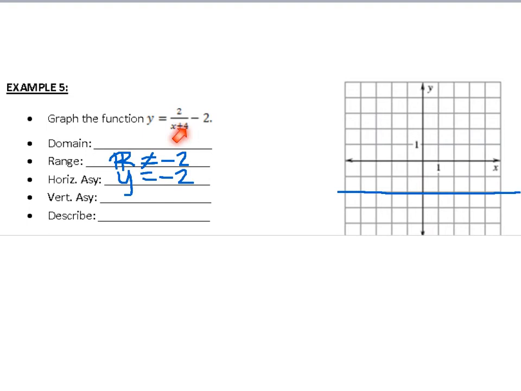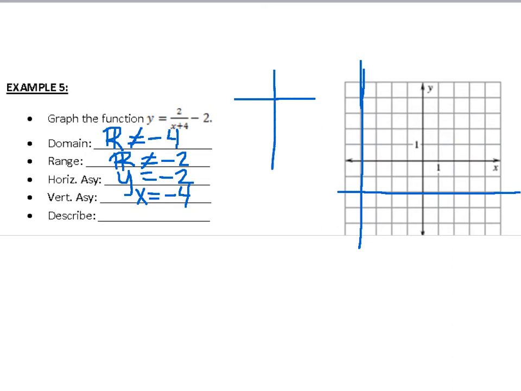Right here I have plus 4. Plus 4 tells me that my graph moves to the left 4. So I'm going to draw to the left 4 right here as my vertical asymptote, and that's the line x equals negative 4. So I can have, for my domain, all real numbers not equal to negative 4.